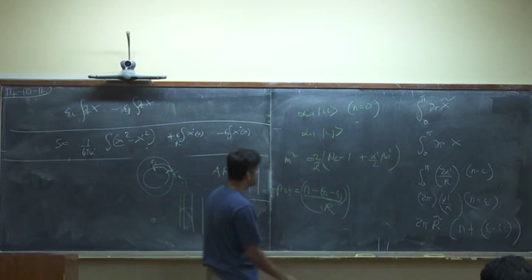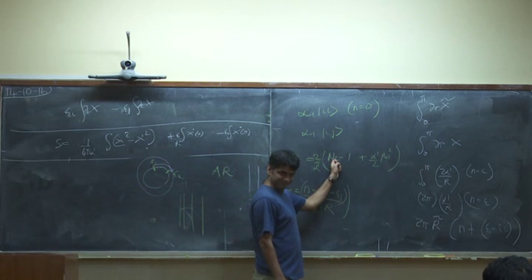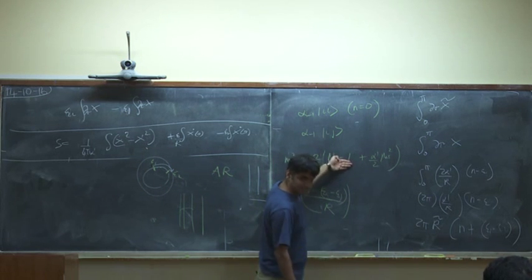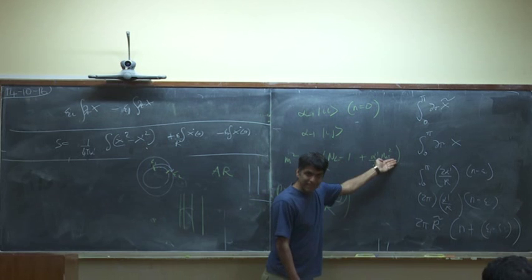Okay. So now suppose we take NL equals 1 and zeta equals zeta j and n equals 0. Then this is 0 and this is 0. And so we get a massless state.